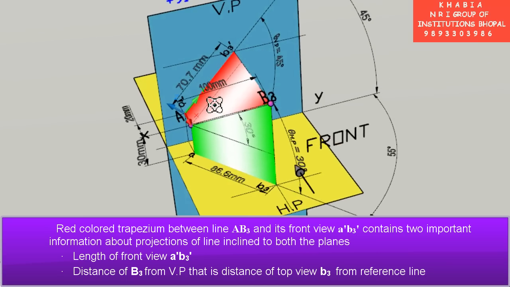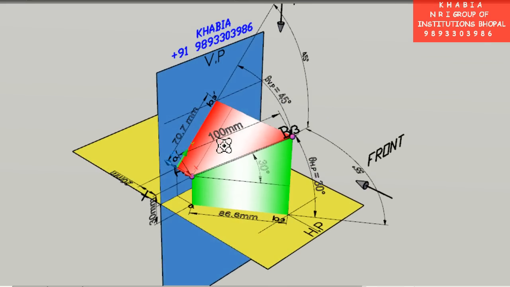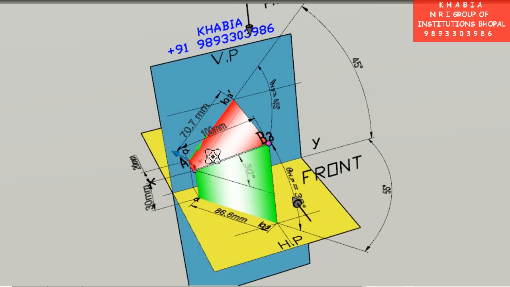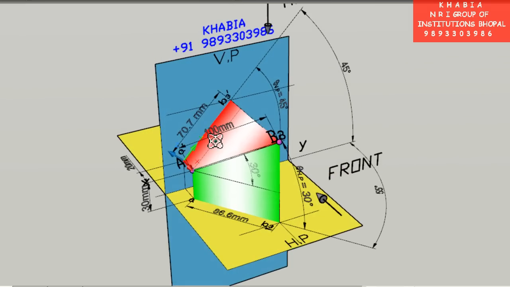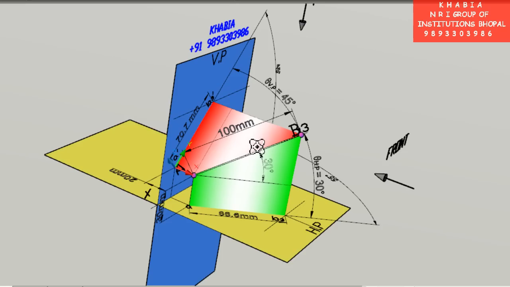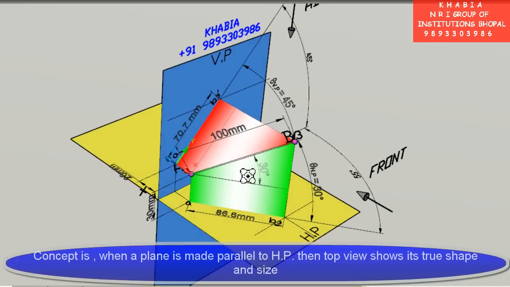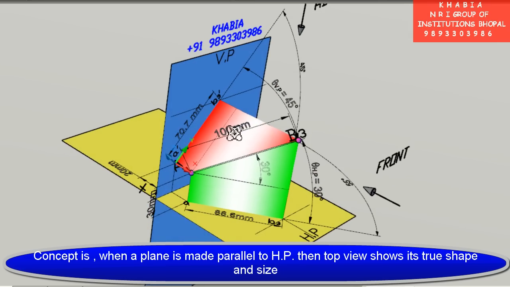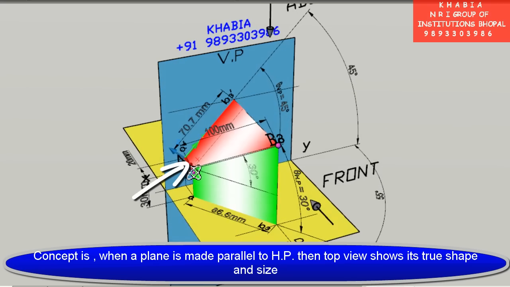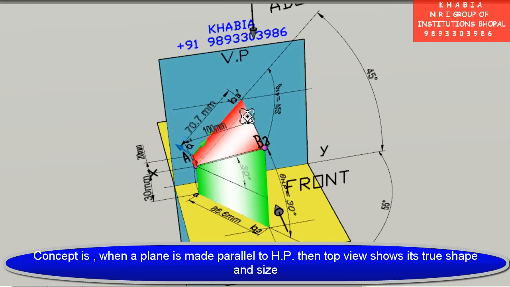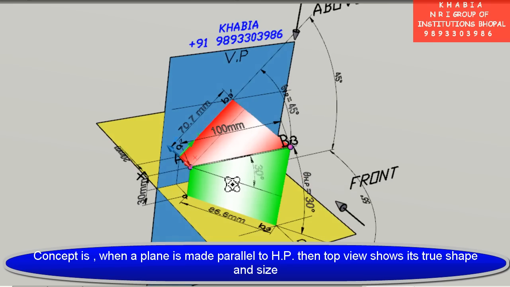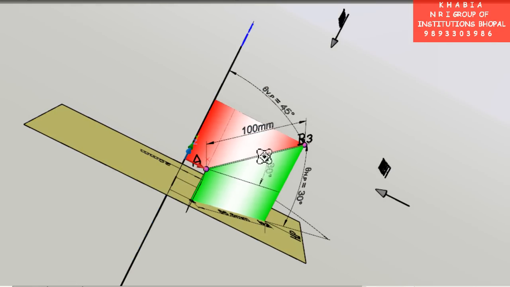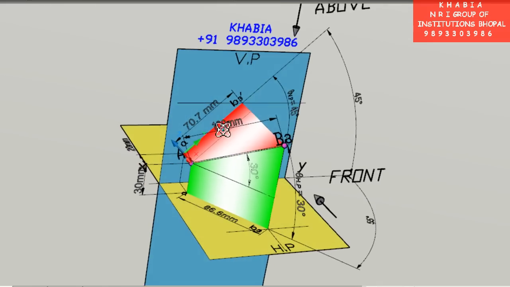If somehow we are able to find out the true shape and size of this red colored trapezium, then we will be able to find out these two pieces of information required for drawing the projections of line inclined to both the planes. To find out the true shape and size of this red colored trapezium, simply revolve it about the axis capital A, A dash until it becomes parallel to reference line, and then in top view we will see the true shape and size of this red colored trapezium. Let me show it to you.